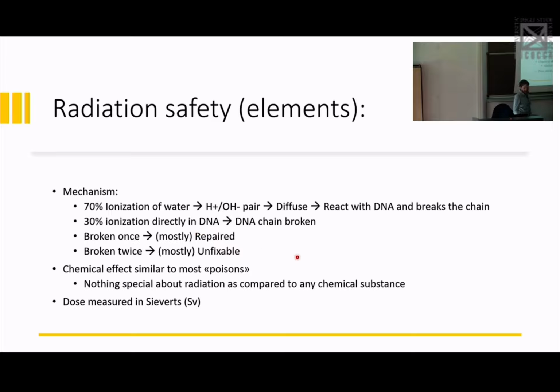In 30% of the cases, the ionization happens directly in the DNA, and the DNA chain is broken. So in both cases, the DNA is broken. If in one cell you have a DNA broken once, in most cases it's repaired, and it's not an issue. If it's broken in 2 points, it's unfixable, and the cell dies. So there is really nothing special about radiation as compared to most chemical substances. The dose is measured using this unit of measure, which is called a sievert.